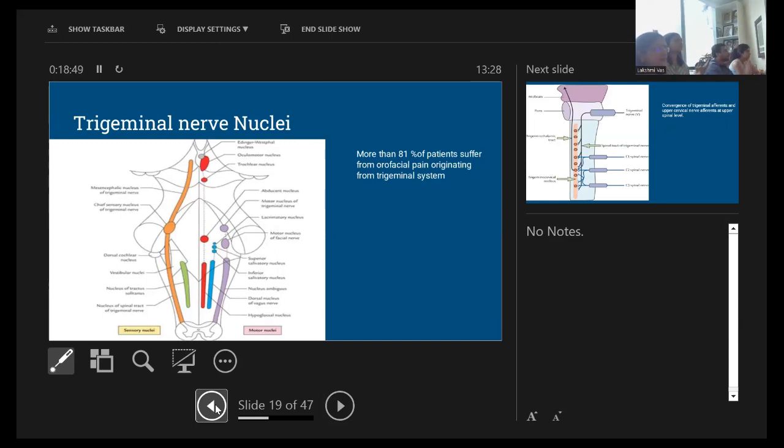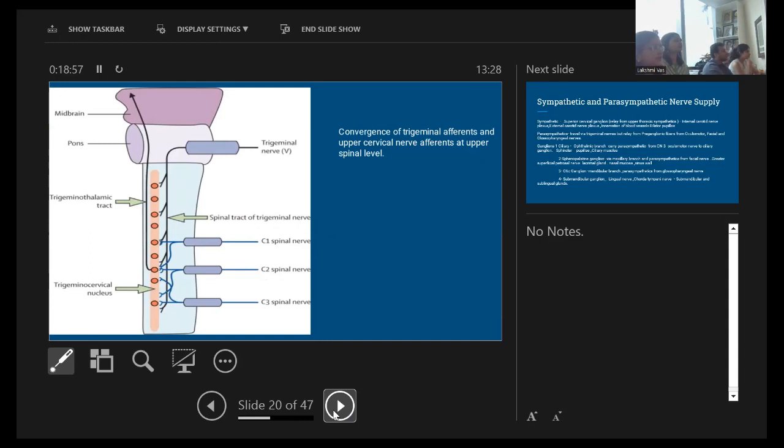See, this is the trigeminal nuclei, which I was saying, the big spinal nuclei. Why is it important? Because there is a convergence of trigeminal afferents and the upper cervical nerve afferents at a second order neuron over here. So there is always a cross referral pain. If it is arising from the trigeminal area, your cervical muscles might also produce trigger points and pain, and vice versa. Up to C2, maximum up to C3, there is a convergence of trigeminal afferent and upper cervical.